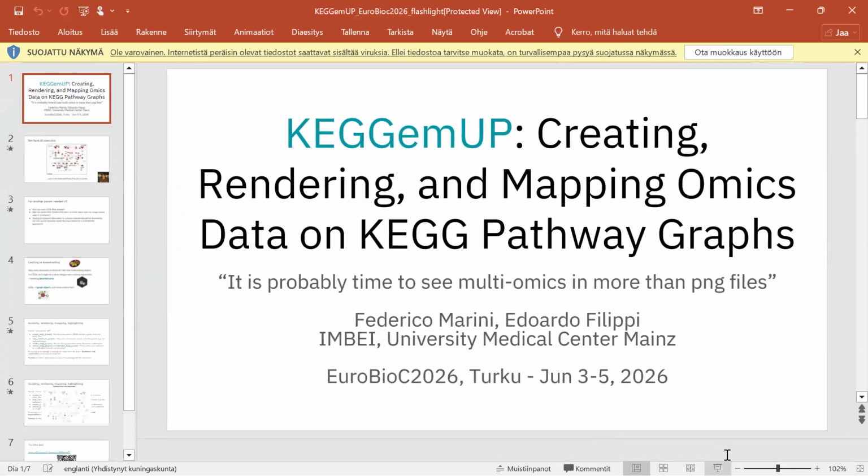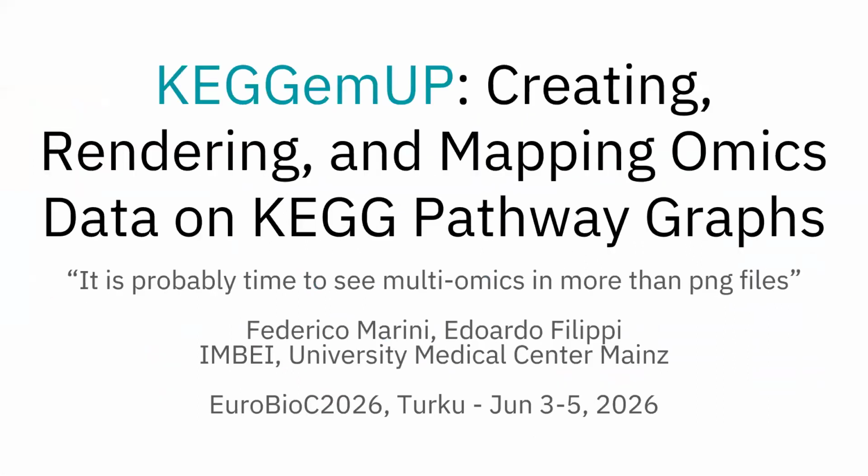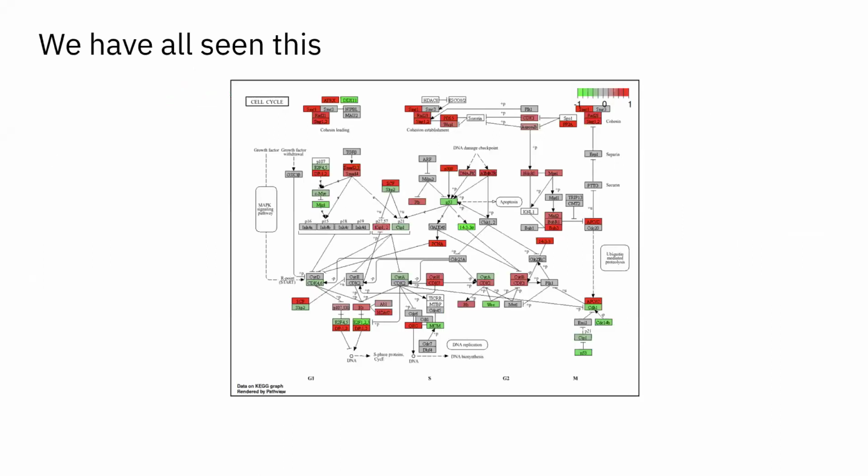So anyway, I would like to introduce you briefly to a project that I could call an ode to PathView, that is not dead and still alive and still gives us PNG files that are pixelated and with ugly color palettes, but we still use it. Why? Because we have all seen this, and our collaboration partners seem to still like it somehow. It's fine, but it's 2026 somehow.